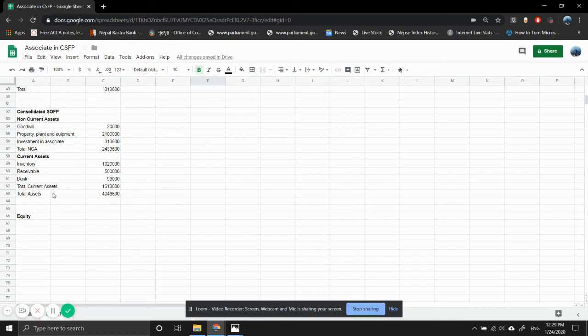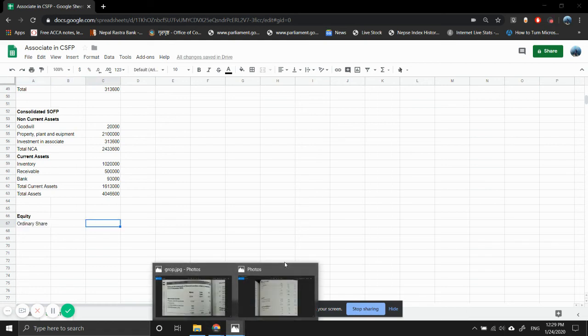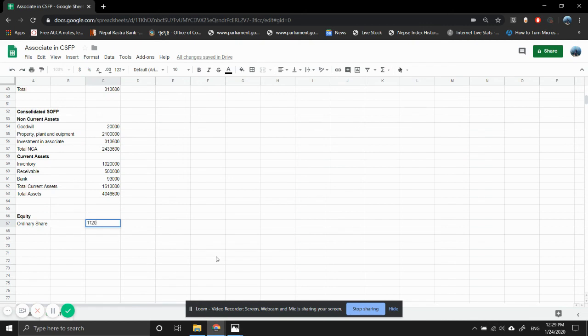And then in case of equity, what we are given is ordinary shares. So how much is our ordinary shares? 1120. Retained earnings. So what I will do is, in this case, I'll write down which working note we got this from. So 6, and then in case of goodwill, we got it from working note 3.